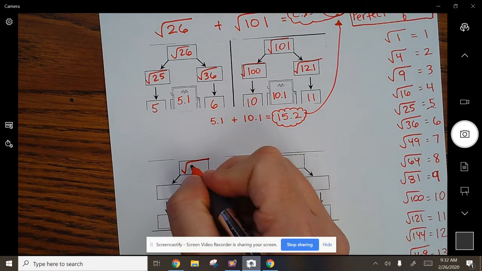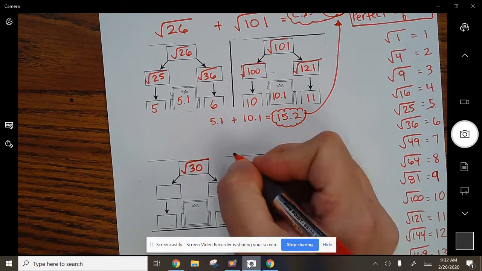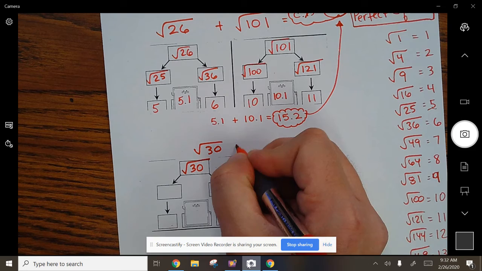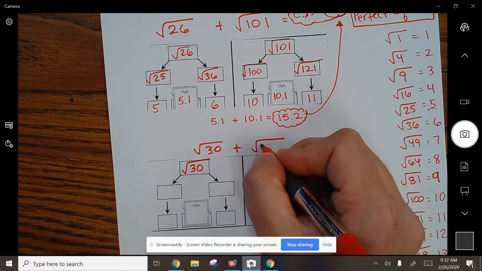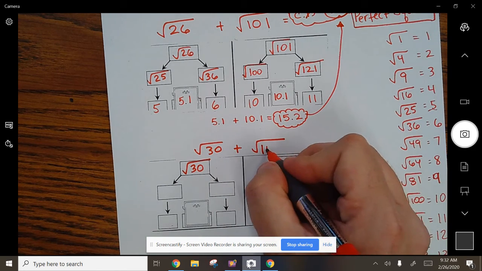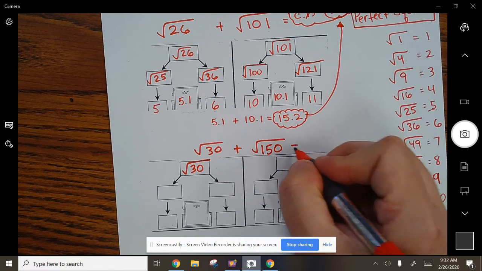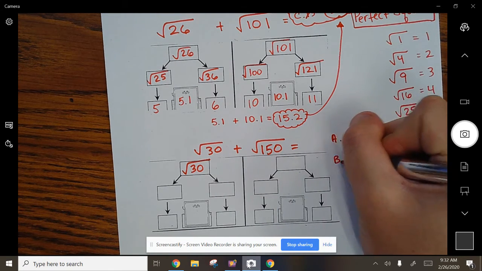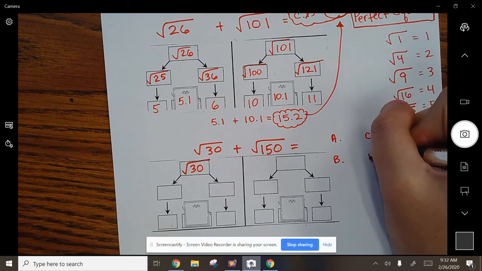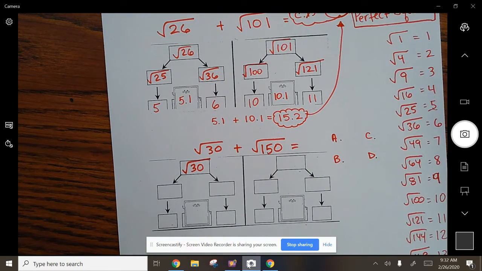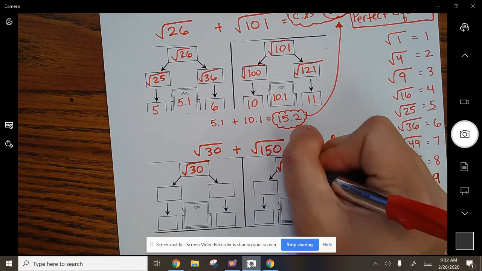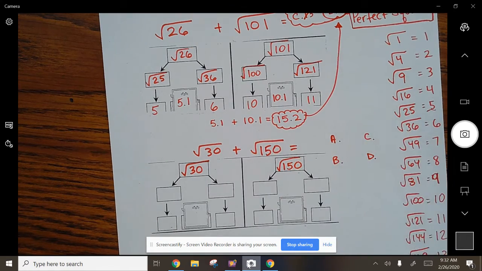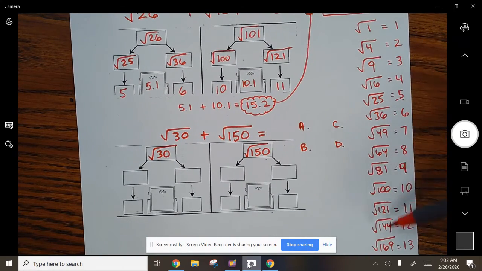Square root of 30. Oops, I put it there, but it's going to go here. Plus the square root of 150 equals, okay. Why don't you go ahead and try this to start off with on your own? I'm going to give you some answer choices here. Try doing both sides of this. We did this yesterday. Do the best you can. Look at your perfect squares and go for it.